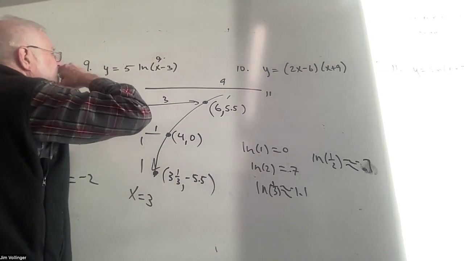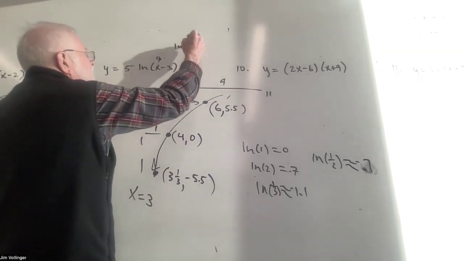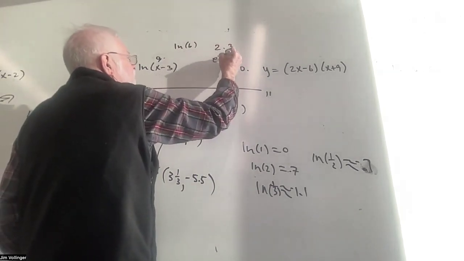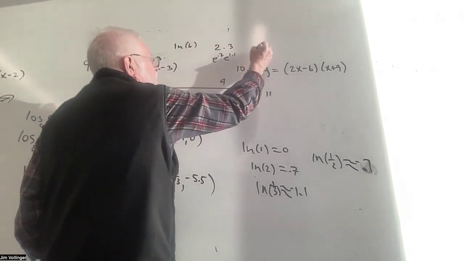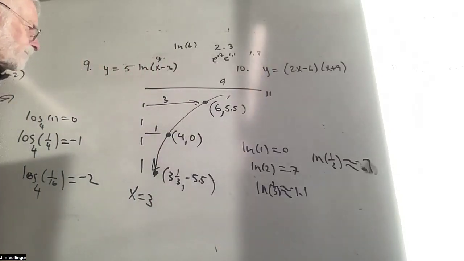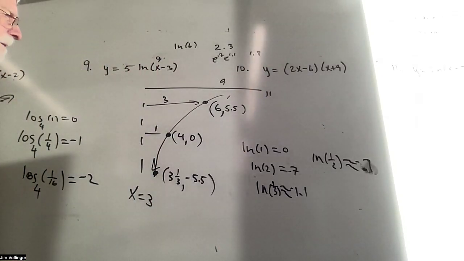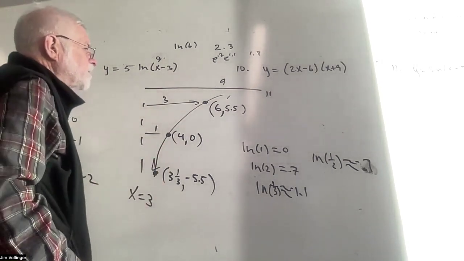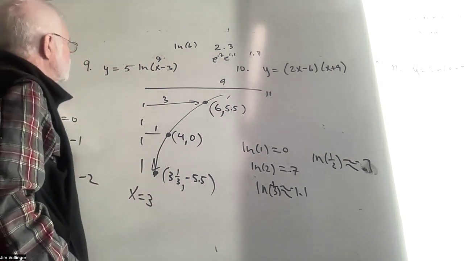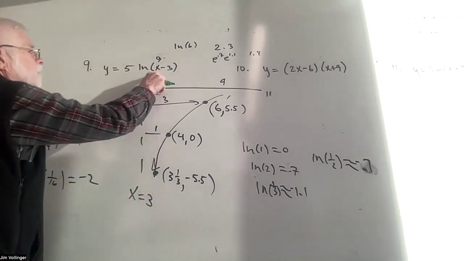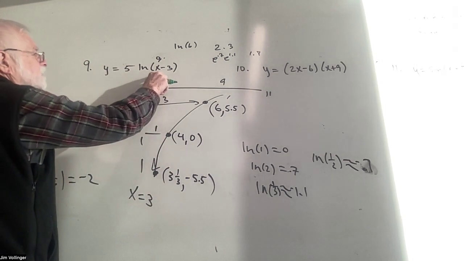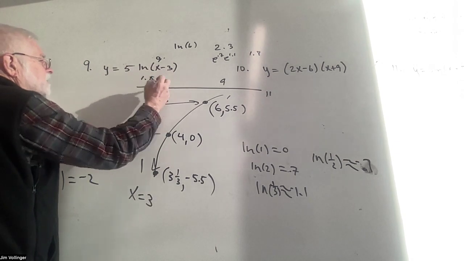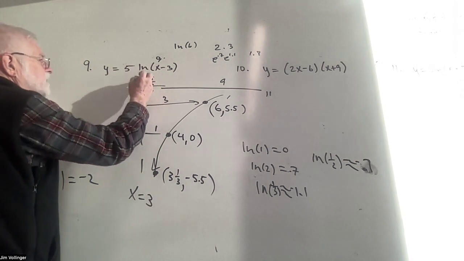9 minus 3 is 6. What's the ln of 6? The ln of 6 is the ln of 2 times 3, which is 0.7 plus 1.1, which is 1.8. What am I doing now? Interesting. I guess I'm looking at how the x's are changing somehow here. Anyway, 9 minus 3 is 6. ln of 6, 1.8 times 5. Well, let's see what that is. 5 times 8 is a 0 and a 4.